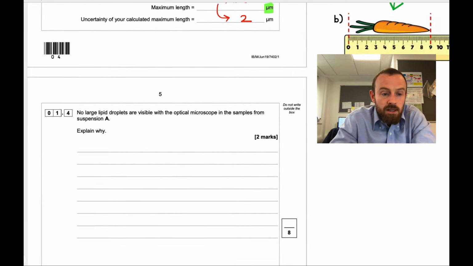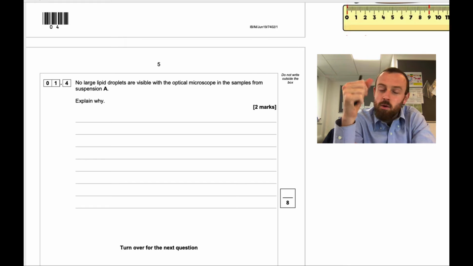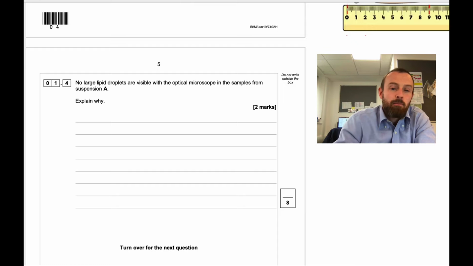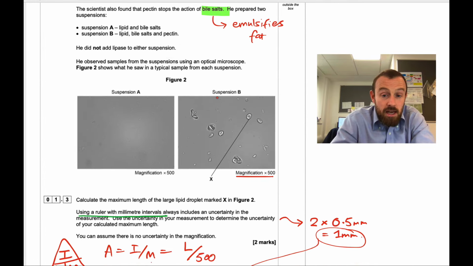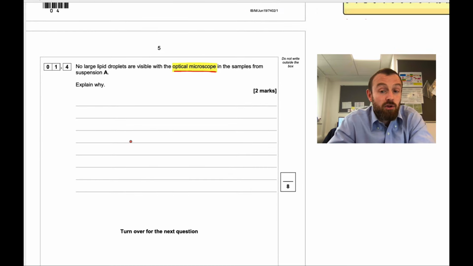1.4. It says, no large lipid droplets are visible with the optical microscope in the samples from suspension A. We already talked about it a little bit, and we said that we think that's because it's been emulsified. But where's the second mark? So when reading this question, no large droplets are visible with the optical microscope. The question highlights the fact that this is an optical microscope, and what do we know about that? It has a lower resolution. So two things to say: that the fat droplets have been emulsified, which means made into smaller droplets, and now the resolution of the optical microscope is not sufficient to see those smaller droplets.